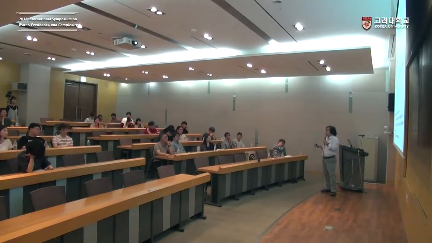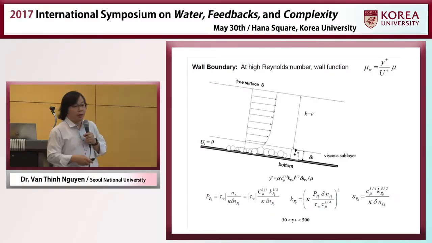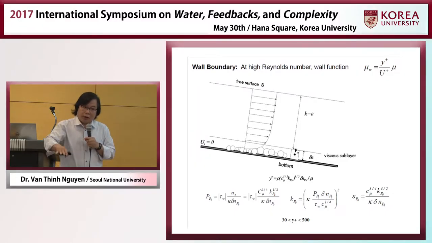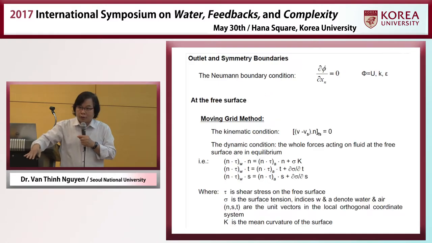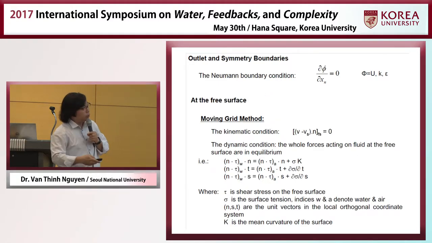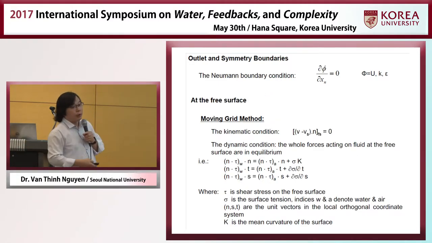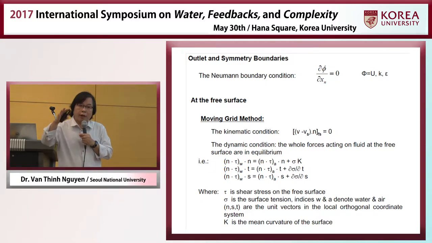Particularly for hydraulic engineering, you need to deal with the free surface. It's very challenging. So you use a moving grid, that means the grid moves with your simulation. Another option is volume of fluid. You deal with two-phase flow, the air and the water. You check the concentration between air and water, and you can capture the free surface.